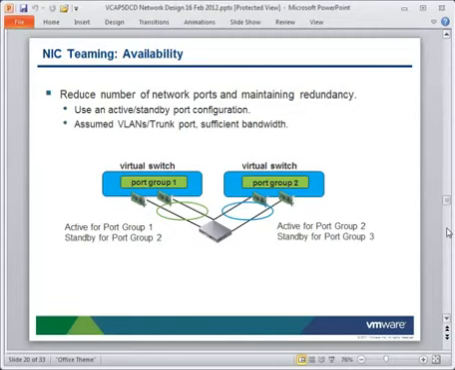So NIC teaming availability. What we want to do is reduce the number of network ports and maintain redundancy. You could configure active-passive port configurations, assuming that you have VLANs and trunk ports, to meet the sufficient bandwidth. The diagram shows you how this is done. Port group 1 has 2 NICs, and port group 2 has 2 NICs. Port group 1 is active and standby on port group 2, where port group 2 is active and standby on port group 1.